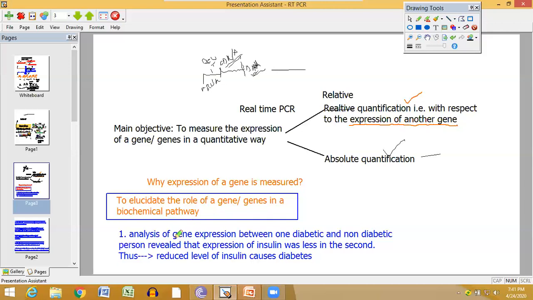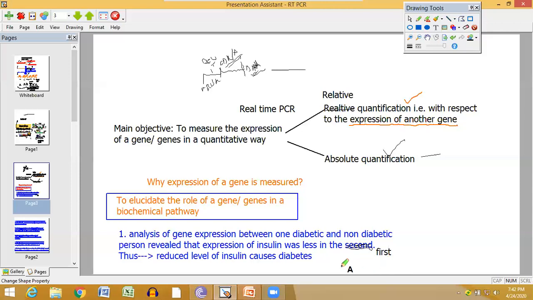So I've given one example. For example, analysis of gene expression between one diabetic and one non-diabetic person revealed that the expression of insulin was less in the second. Sorry, it will not be the second, it will be in the first. The expression of the gene, the insulin, is less in the first. Okay, expression of the insulin was less in the first.